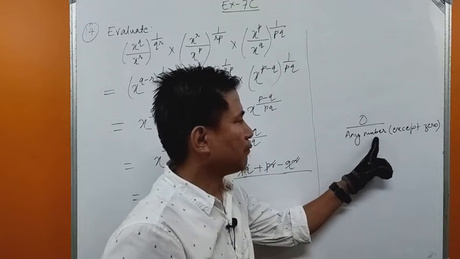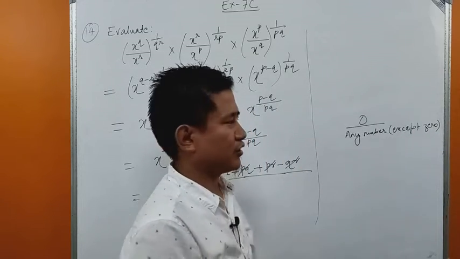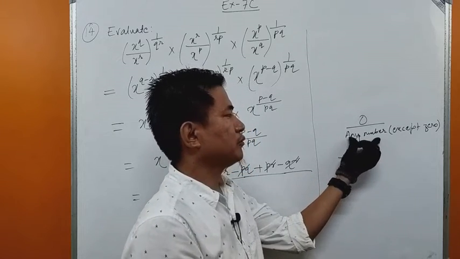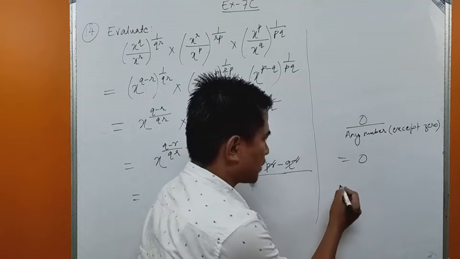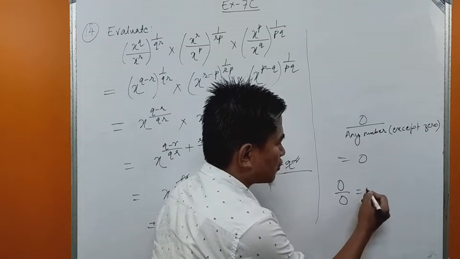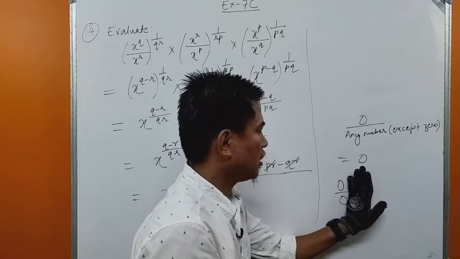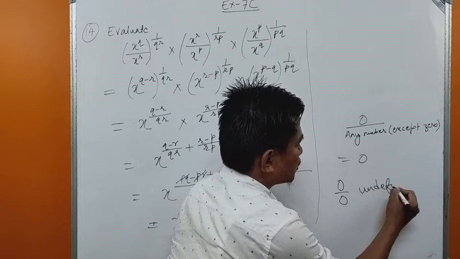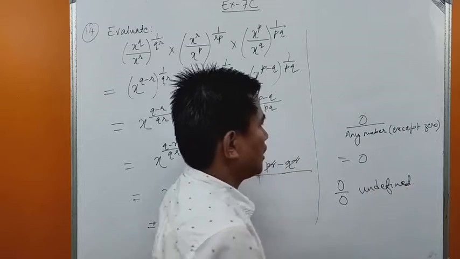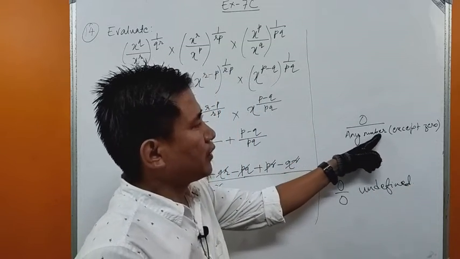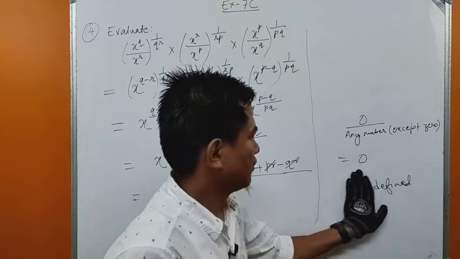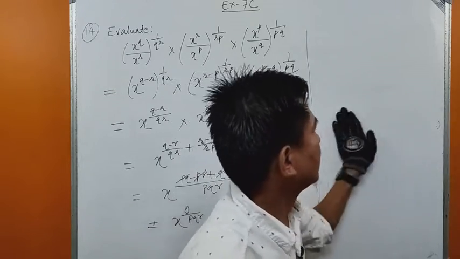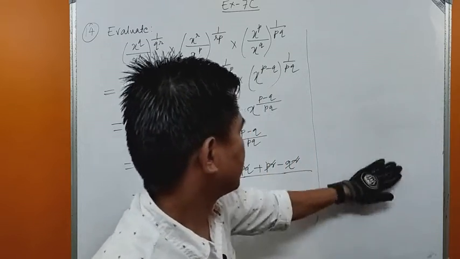Zero upon any number except 0 is always 0. Zero upon any number in the denominator except 0, okay, because 0 upon 0 is not equal to 0. Zero upon 0 is undefined. Please keep this in mind. So 0 upon any number except 0 is always 0. I hope you got this. Please take note of this in your exercise copy and remember this, okay.